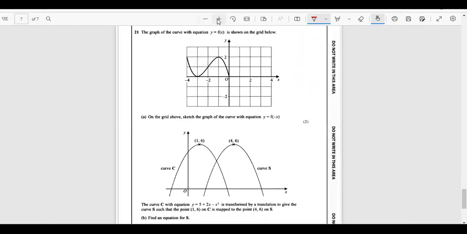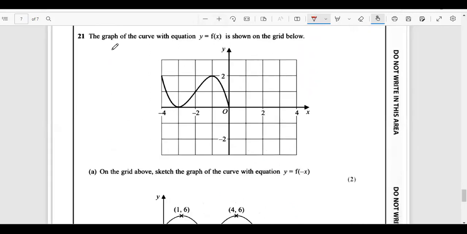All right. Now this is about graphs. It says the graph of the curve with equation y equals f of x is shown on the grid. This is the graph. On the grid above, sketch the graph of the curve with equation y equals f of minus x. Oh, that's easy. You just go down to -2 on 1. Then it would be a reflection in which axis? The x-axis. No, it would be in the y-axis.